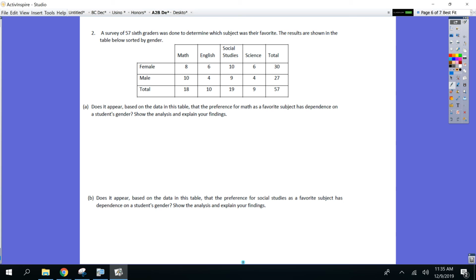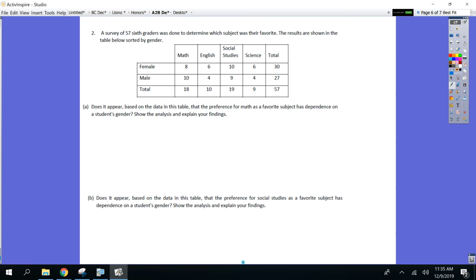So I have male, female, and then I have all the subjects there, and what they prefer. What their favorite subject was and how many of them. Does it appear based on this data that there's a preference for math as a subject depending on a student's gender? So two things we're testing right now: math and student's gender. So we're going to have to do this twice. One for male, one for female.